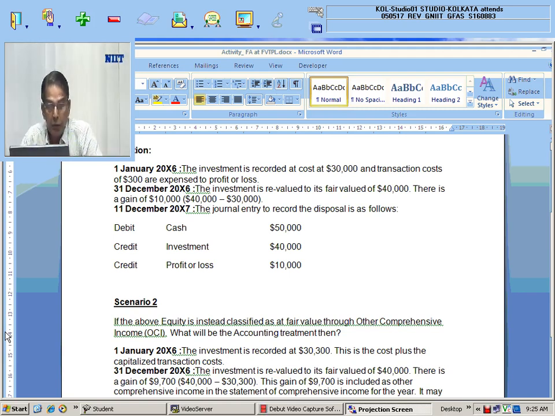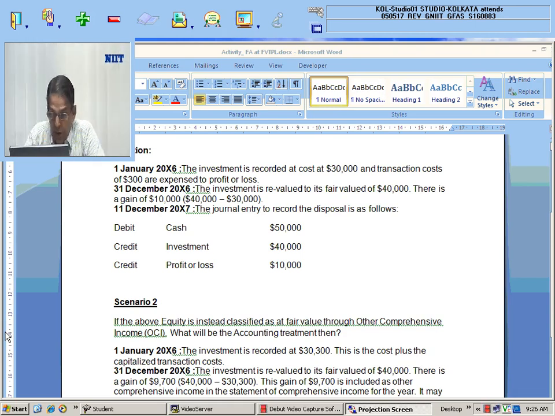On 31st December 2006, the investment will be revalued to its fair value of 40,000. So there is a gain of 9,700, which is 40,000 minus 30,300. This gain of 9,700 is included as other comprehensive income in the statement of comprehensive income for the year. So it will not be credited to the profit and loss account. It may be taken directly to a specific reserve in equity, held as a component of the equity.